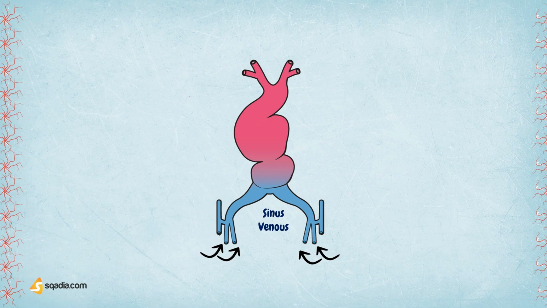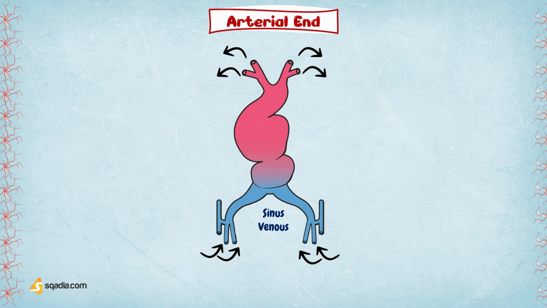So, this area comprises the outflow. And this side is the arterial end. And this side is the venous end. Now, what about the structure of sinus venosus?